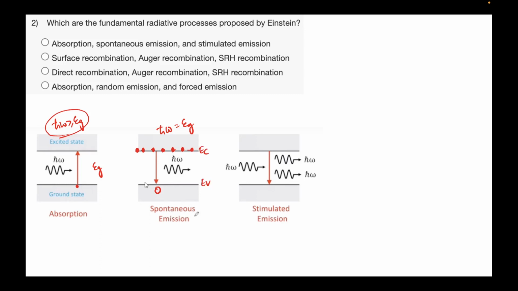This we call spontaneous emission. Why spontaneous? It will happen on its own. It doesn't require any external stimulus. If we have electrons here and holes here, this process will naturally occur. You don't have to force it to do it.